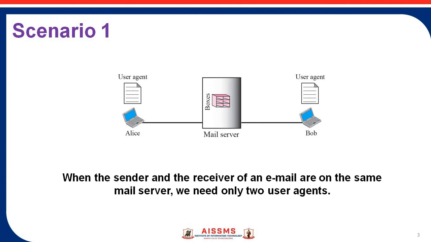When Alice needs to send a message to Bob, she runs a user agent program to prepare the message and store it in Bob's mailbox, as shown in the figure. The message has the sender and recipient mailbox addresses. Bob can retrieve and read the content of his mailbox at his convenience using a user agent.